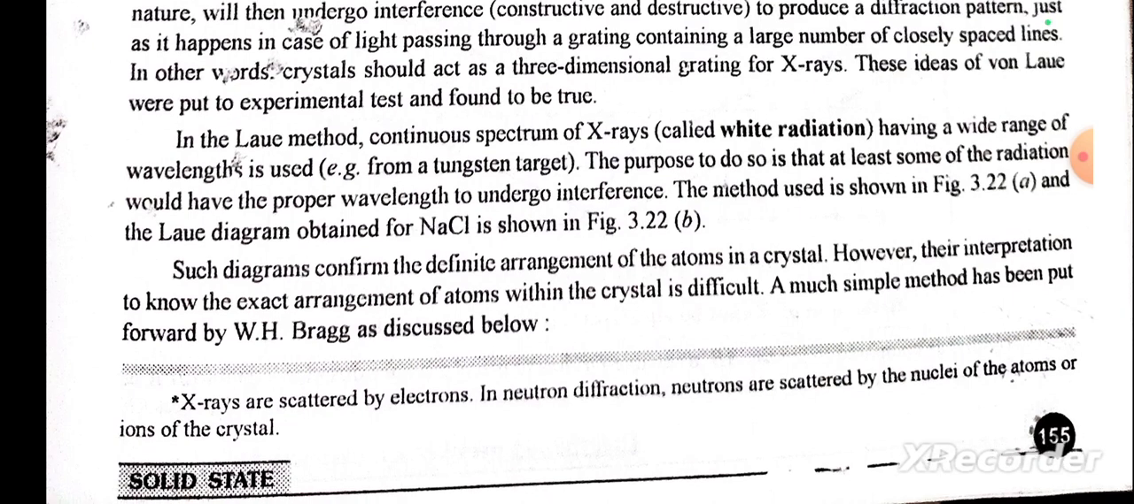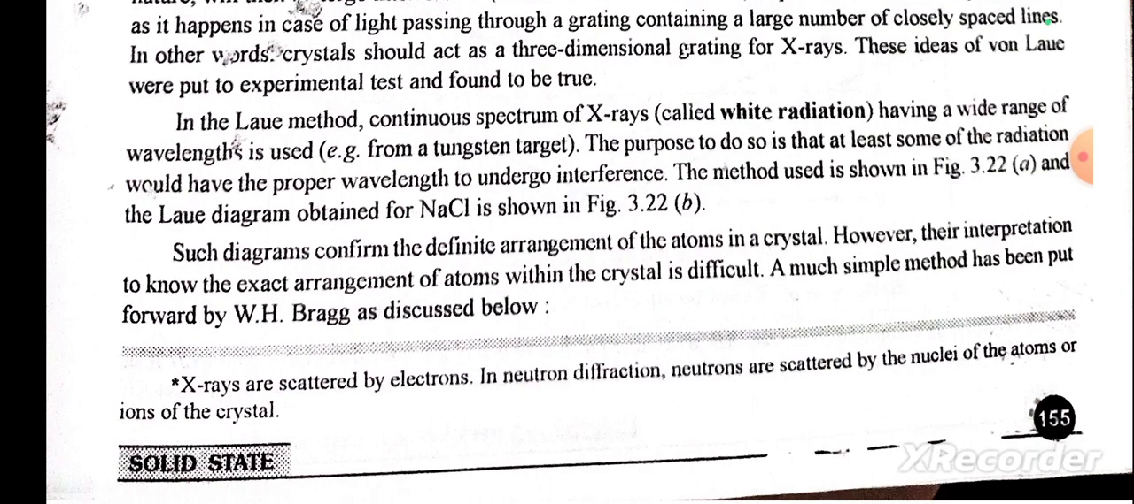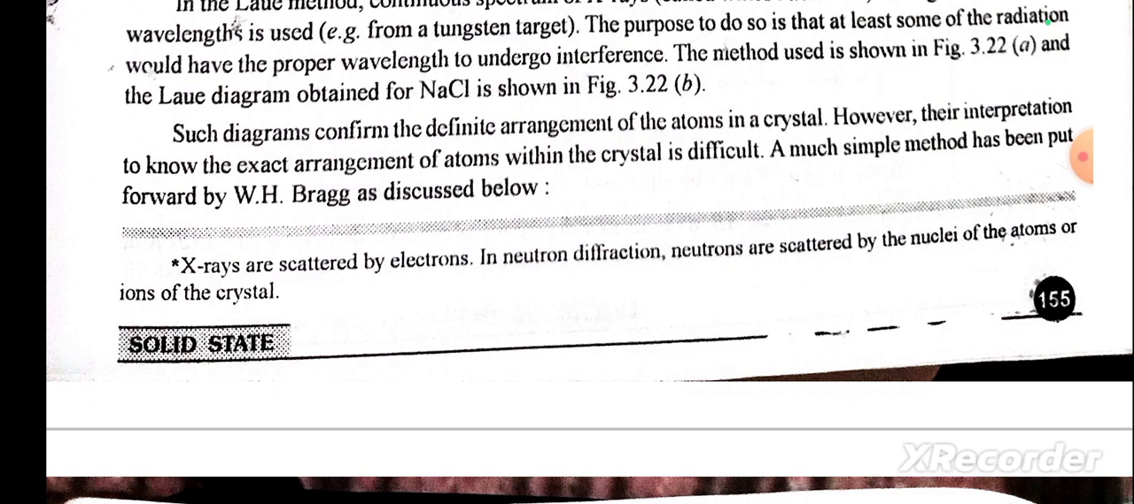In the Laue method, a continuous spectrum of X-rays with a widely ranged wavelength is used. The purpose of this is to select the radiation of proper wavelength to undergo the interference, as shown in figure 3.22, and the Laue diagram of NaCl is shown in figure 3.22b. Such a diagram confirms the definite arrangement of the elements in a crystal.